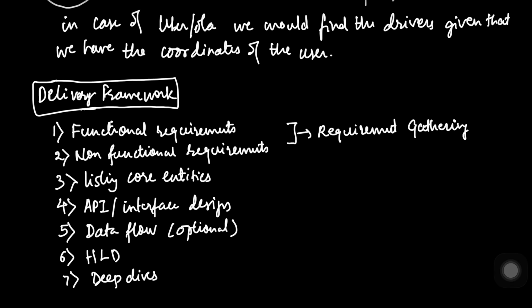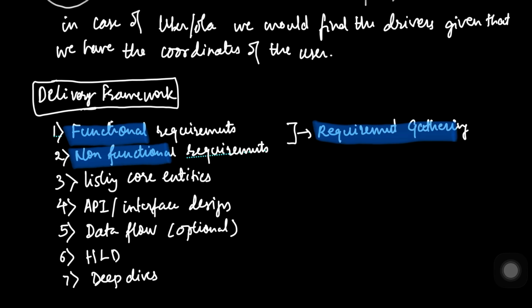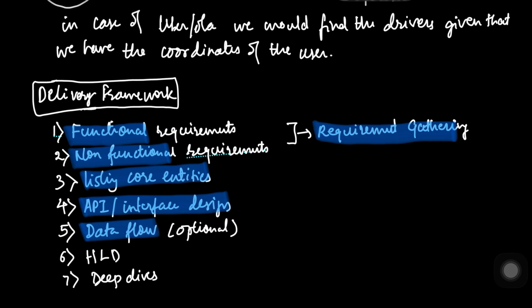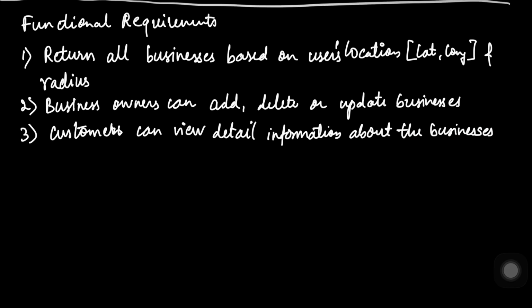Just quickly reiterating on the delivery framework: the functional requirements and the non-functional requirements, together we call it requirements gathering. We are listing the core entities, we will be listing the APIs, data flow is very optional, designing the high level diagram, and covering the deep dives. So let's start with the functional requirements.